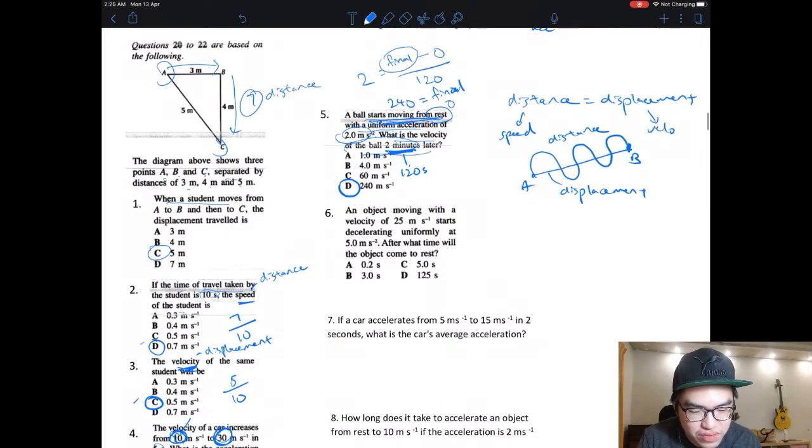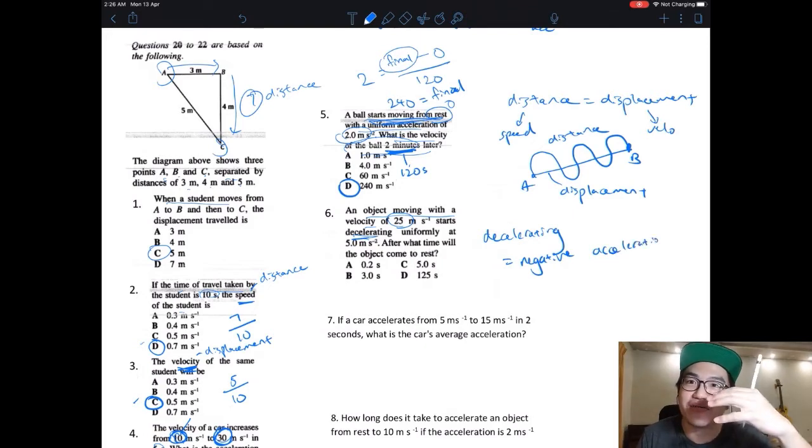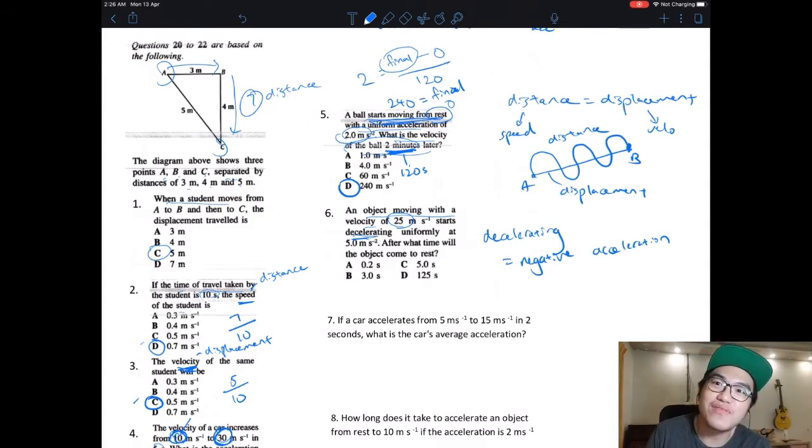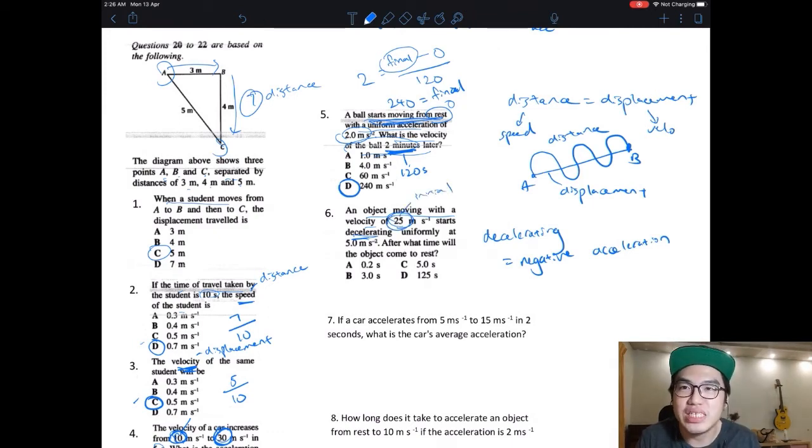Let's look at question 6. An object moves with a velocity of 25, then starts decelerating. What is decelerating? When you see decelerating, it means negative acceleration. Accelerate means I make my car faster. When I decelerate, I make my car slower, which means negative acceleration. So you should put a negative in front of the a. So they start here, this is the initial. Good to label. When you do science or maths, make sure you label them, easy for you to understand.